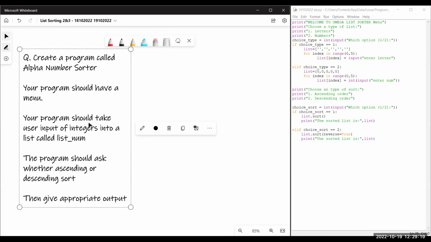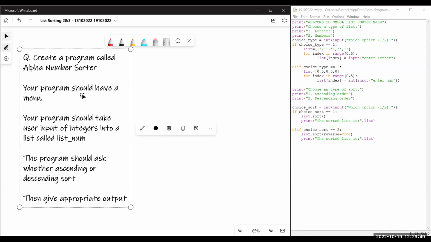So I won't have to say in the menu choose a type of list. I'll just have to say all numbers. I'll just make it more convenient for the person and also still give numbers, or just cut off letters. That's what I'll do. Be a bit more nice.